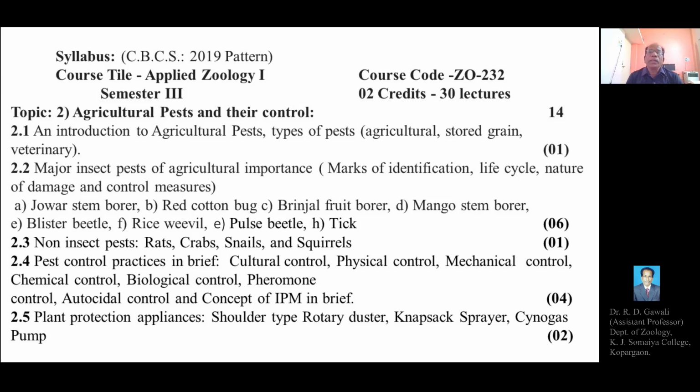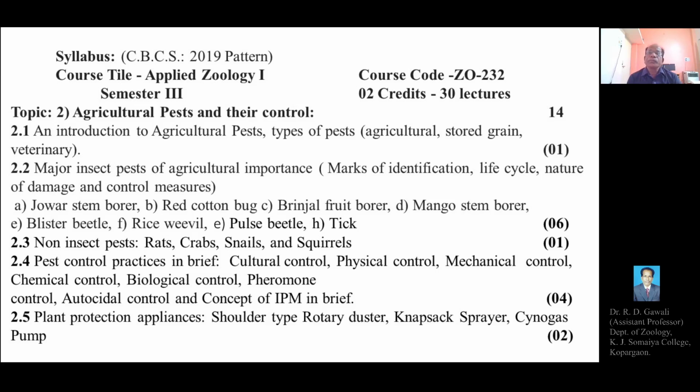Last time we completed the entire contents of the topic sericulture, and today we are going to start with the second topic, agricultural pests and their control. This topic includes subunits, that is 2.1, an introduction to agricultural pests, including types of pests such as agricultural pest, stored grain pest, veterinary pest, and so on. Point 2.2, major insect pests of agricultural importance.